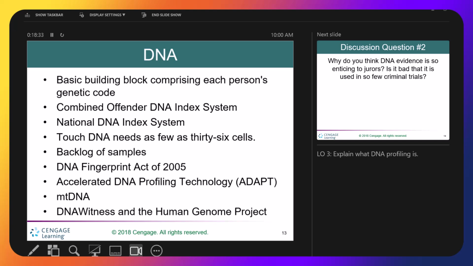DNA Witness and the Human Genome Project. These are different programs that have come into place because of how prevalent DNA has gotten and how we use this stuff in the court of law. And a lot of times you'll find that people will write the guidelines accordingly to the DNA and the human genome.